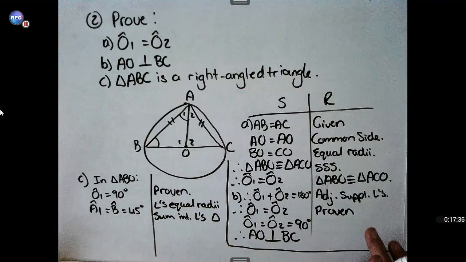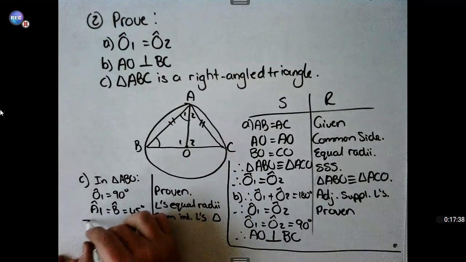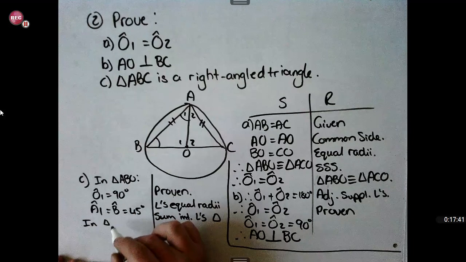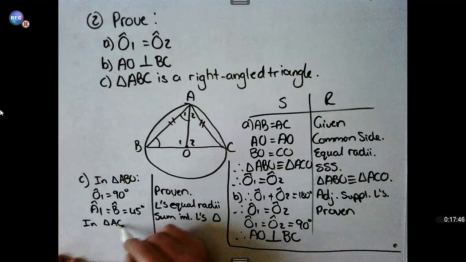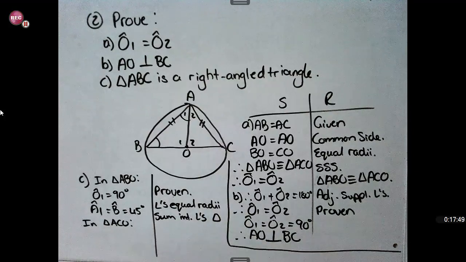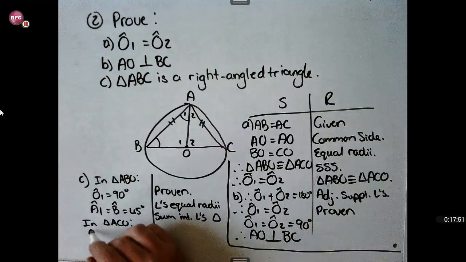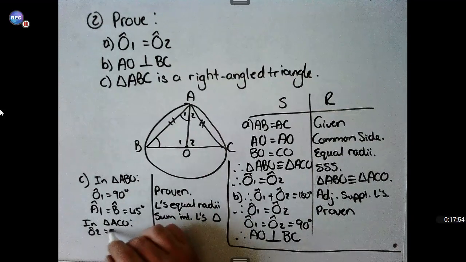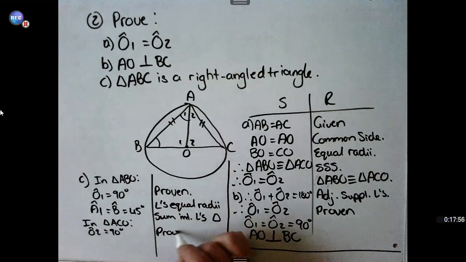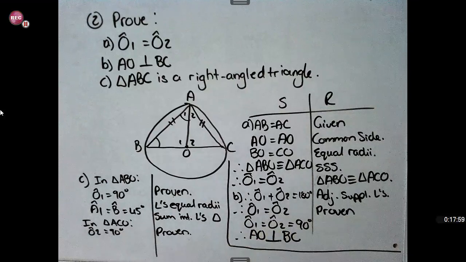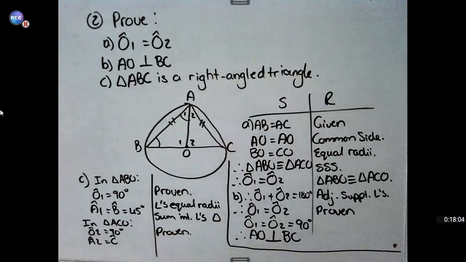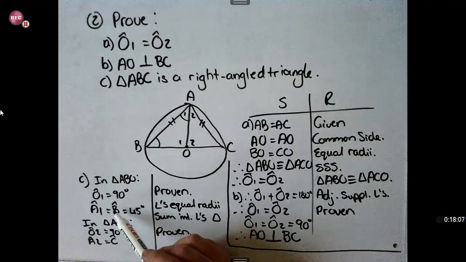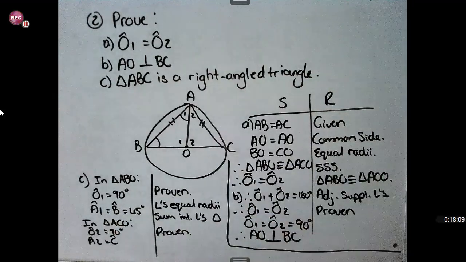Then, to continue, okay, so now we're working in triangle ACO. In that triangle, you can now also say that angle O2 is equal to 90 degrees, and that was proven in the previous question. With that, you can then say that angle A2 is equal to angle C. Just like we did here, angle A1 equal to angle B. And the reason there would also be angles of equal radii.